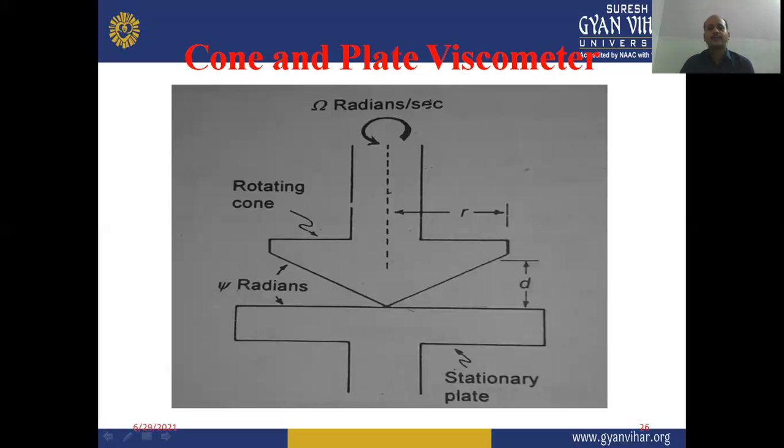The second type of rotational or multi-point viscometer can be explained by the cone and plate viscometer. Instead of cup and bob, there is a cone and plate viscometer, where a stationary plate is given and the cone, which can be triangular in shape, can rotate at a definite angle, so we can obtain the viscosity of the sample. This is the diagram of the cone and plate viscometer.